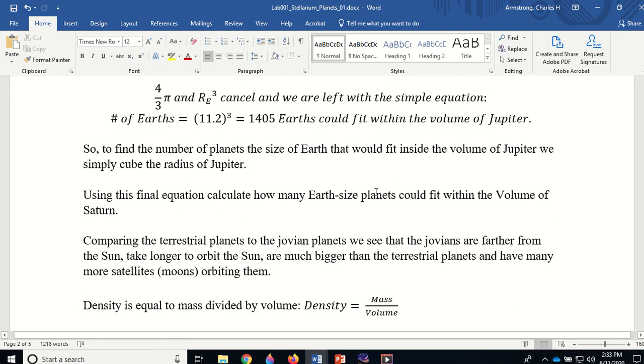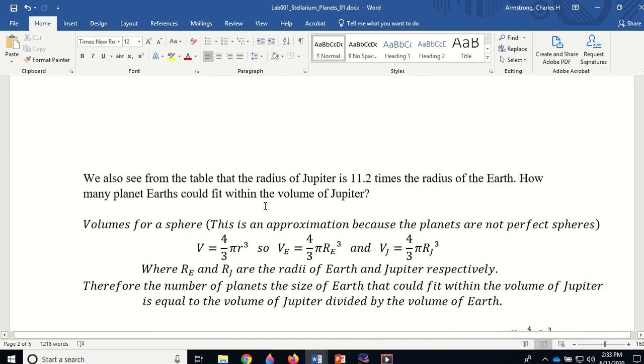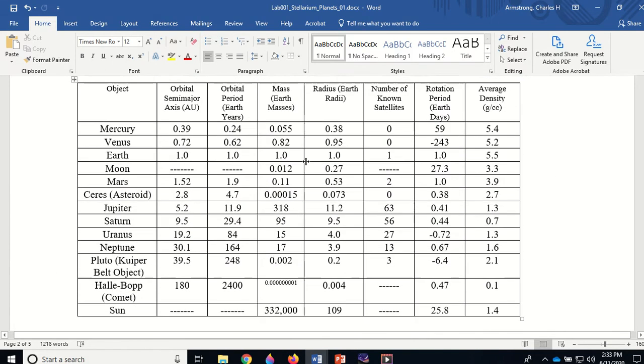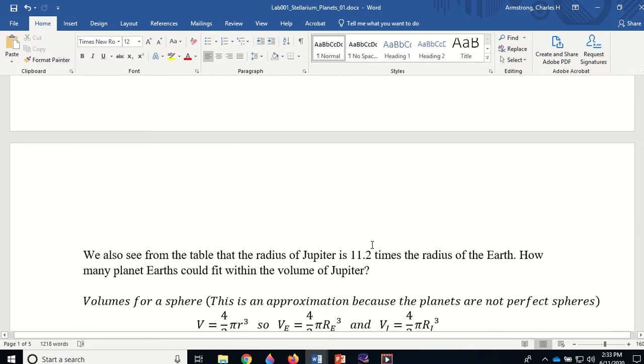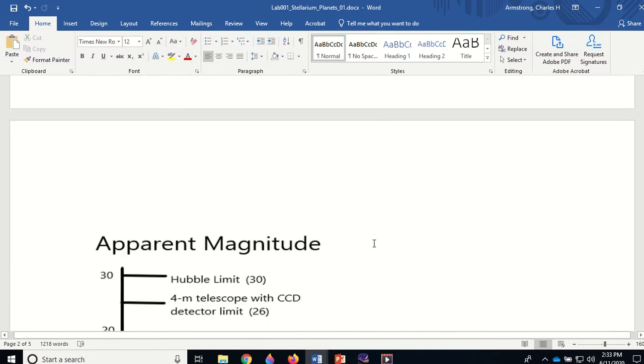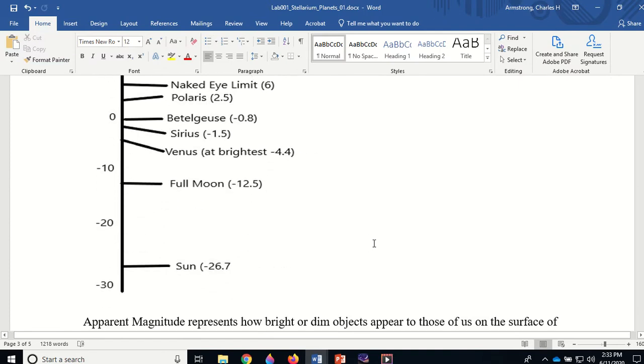Okay, calculate how many Earth-sized planets could fit within the volume of Saturn. Well, you come back up here, and you've got the radius. You go down to Saturn, and then there's Jupiter 11.2. You got the 9.5 for Saturn. Okay, so this is a very easy calculation. You should be able to do it. I mean, you're in college, so you've got to be able to do stuff like that.